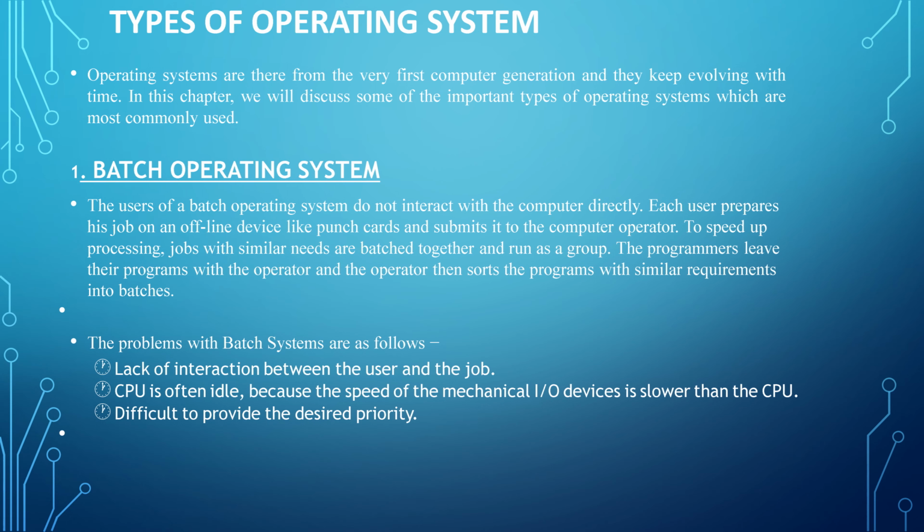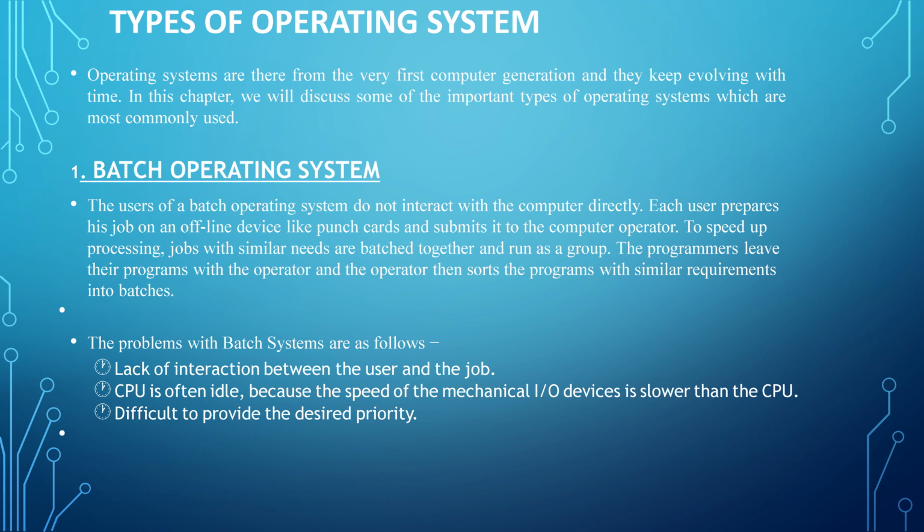We have types of operating system, and operating systems are there from the very first computer generation, and they keep evolving with time. In this chapter, we will discuss some of the important types of operating system which are most commonly used.